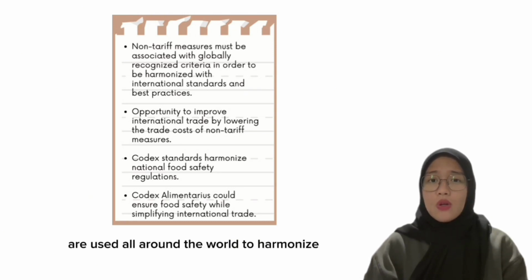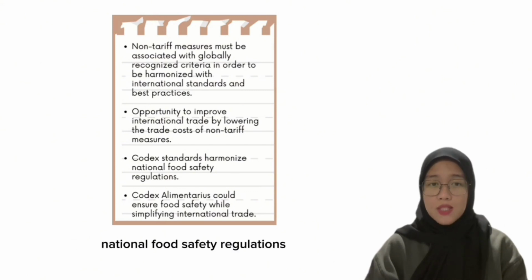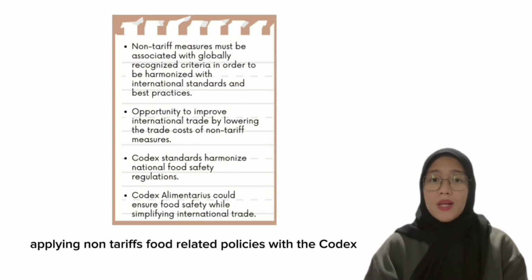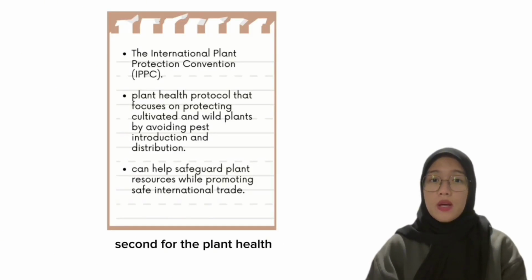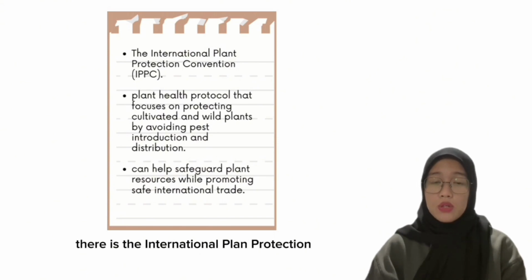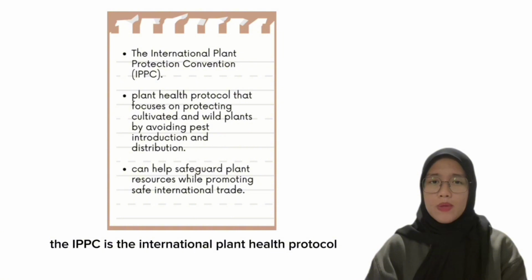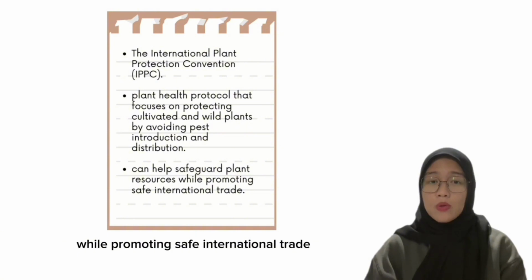Codex standards are used all around the world to harmonize national food safety regulations. As a result, applying non-tariff food-related policies with the Codex Alimentarius could ensure food safety while simplifying international trade. Second, for plant health, there is the International Plant Protection Convention, IPPC. The IPPC is the international plant health protocol that focuses on protecting cultivated and wild plants by avoiding pest introductions and distributions. Plant-related non-tariff measures that are aligned with the IPPC can help safeguard plant resources while promoting safe international trade.